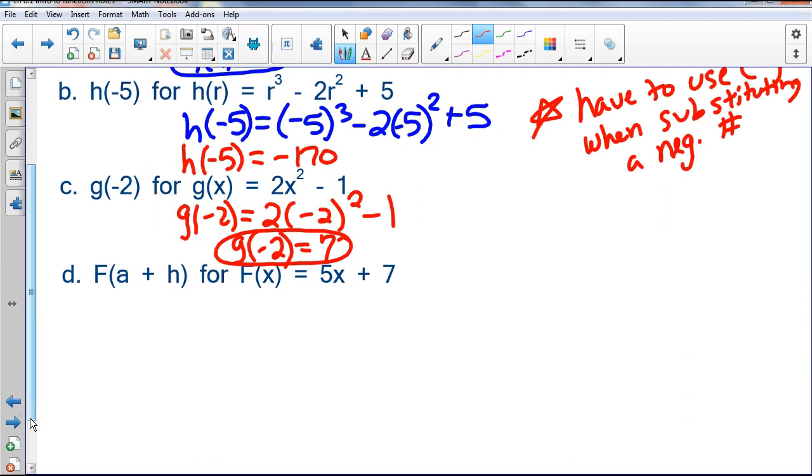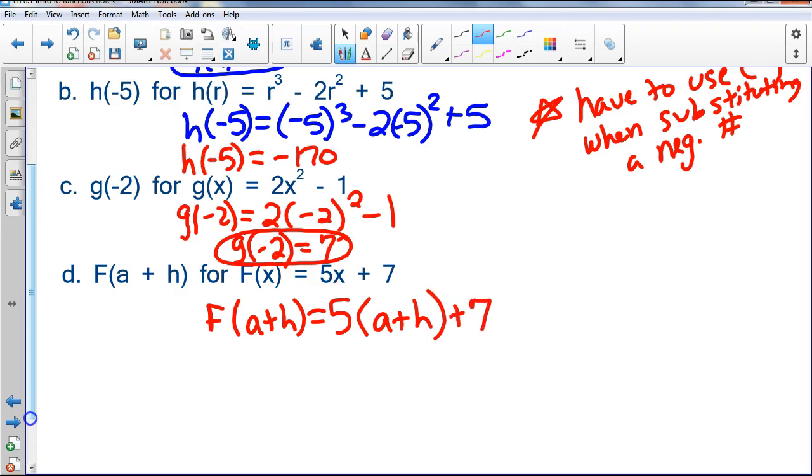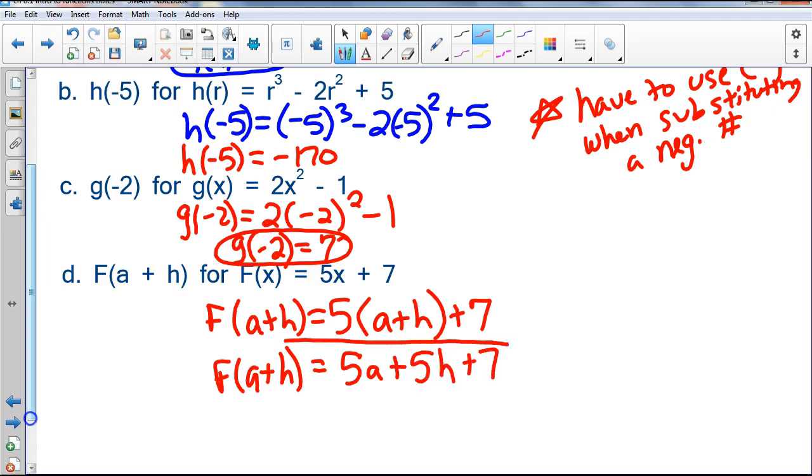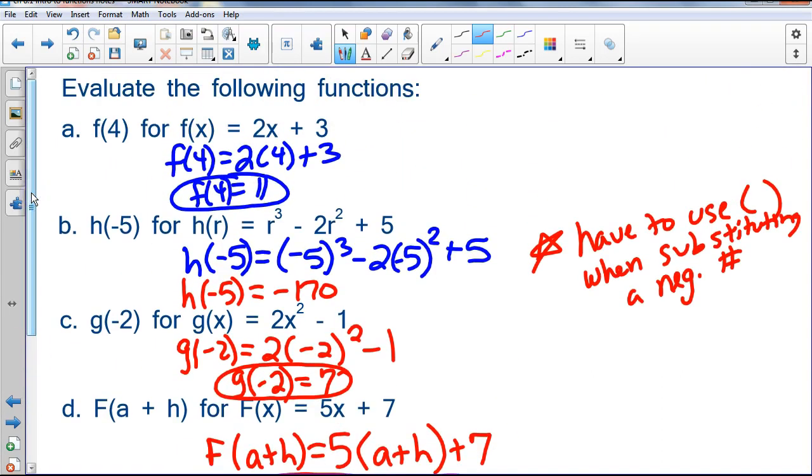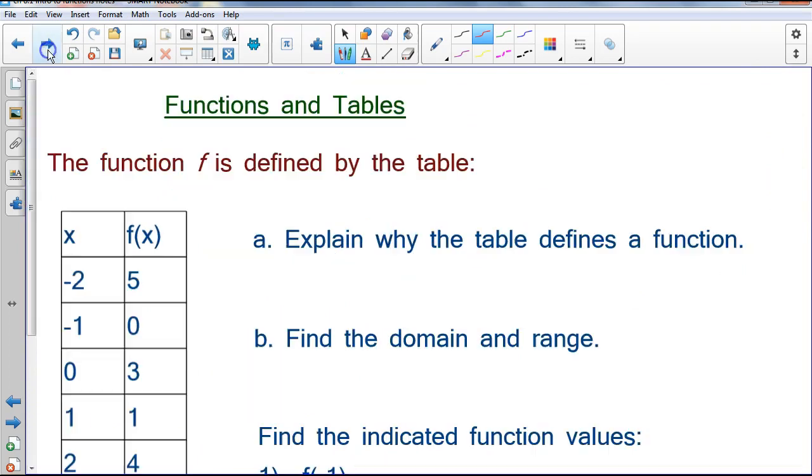Now if we plug in a binomial, because we've seen these before in our last unit, you just literally substitute in that entire binomial as is, and then you just have to distribute. So f of a plus h is equal to fa plus 5a plus 5h plus 7. You can't combine anything, so that's your final result. And those are a couple examples on how to evaluate. Remember, the name of the game is substitution. Double check how you plug in negatives, especially into your calculator using parentheses.